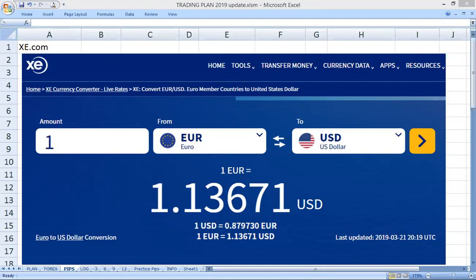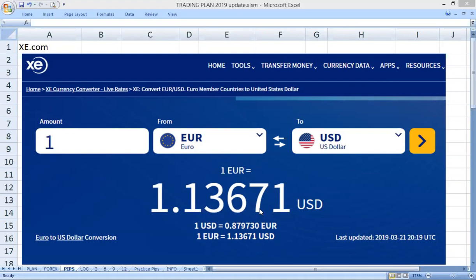All right, so let's talk about what is a pip, guys. What is a pip? When dealing with currency exchange, the foreign exchange market, we measure price change in the form of pips. So basically, as you can see from this chart, to buy 1 euro, you need 1.13671 USDs. Right? So $1.13 and some fractions.